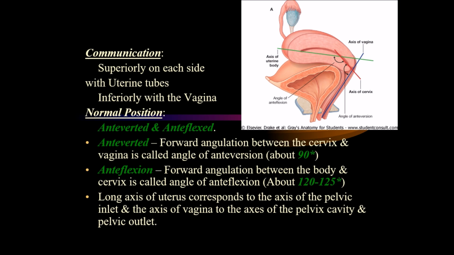Even though it might look abnormal, this is the normal position, and the best position for the uterus, cervix and vagina. So remember, the normal position of the uterus is anteverted as well as anteflexed. Anteversion is between the cervix and the vagina, and anteflexion is between the long axis of the uterus and the long axis of the cervix.